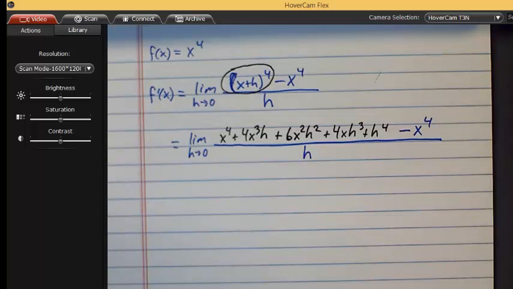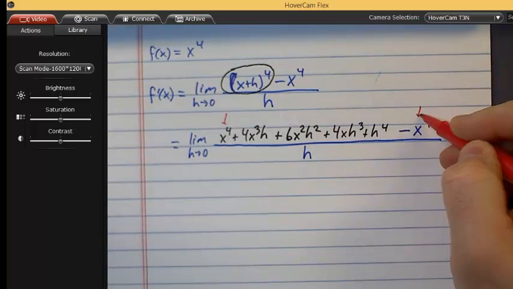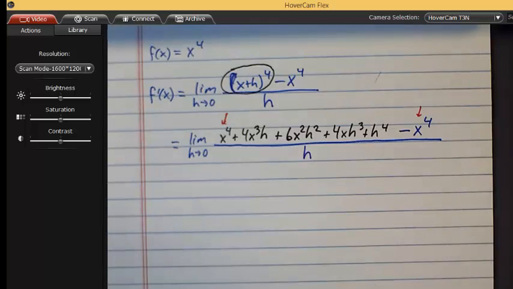I'm still not done. I'm trying to compute the derivative. I got this big, ugly mess. Can we do anything here? You can cancel out the x to the 4th minus x to the 4th on the top. There's something at least. What's x to the 4th minus x to the 4th? Nada. So that goes away.